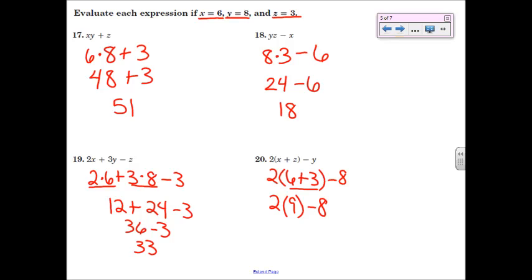I haven't done that step. So the next thing is multiplication, which is the 2 times 9. Since I don't have any exponents, I do multiplication next. 2 times 9 is 18, minus 8. And the last step is addition, subtraction, which is 18 minus 8, which is 10.